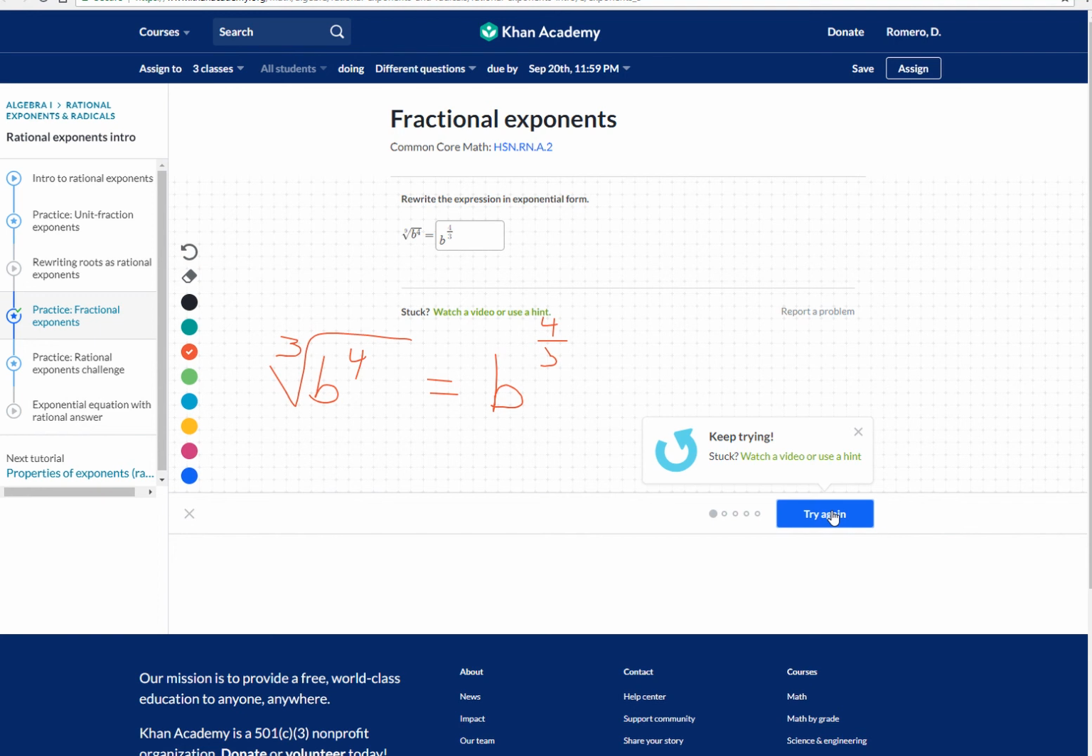Oh, did I read it wrong? Is that not a 3? Maybe that's a 9 and I just can't see it. Let's try with a 9. Okay, there it is. So just rewrite this. It was a 9. I can't see it on the board. That's a 9.